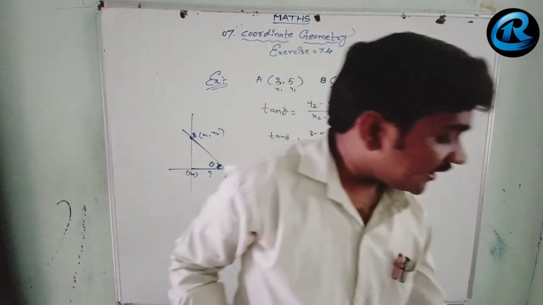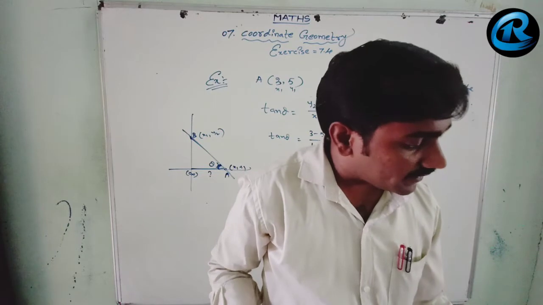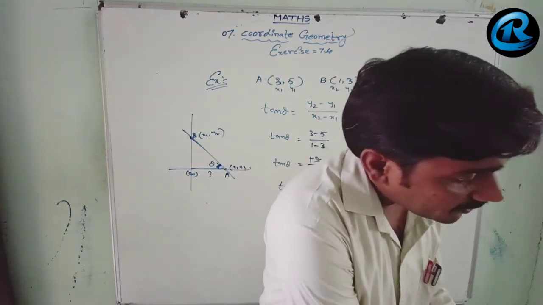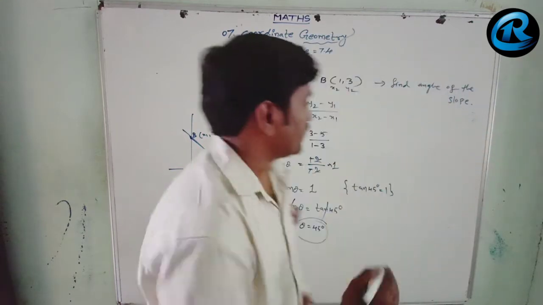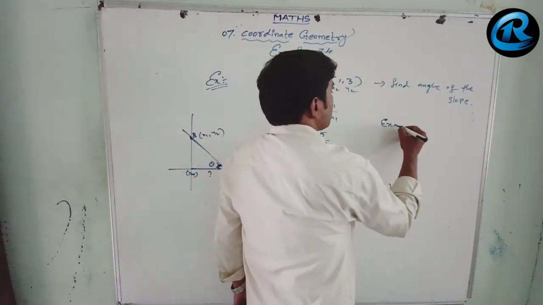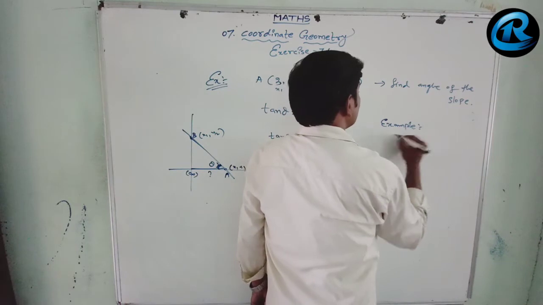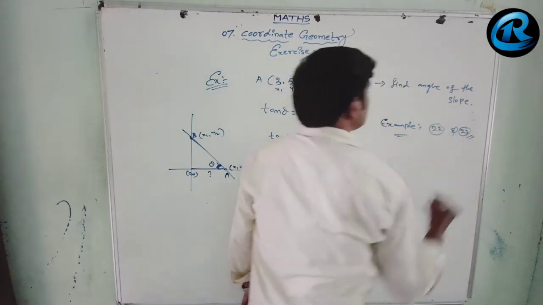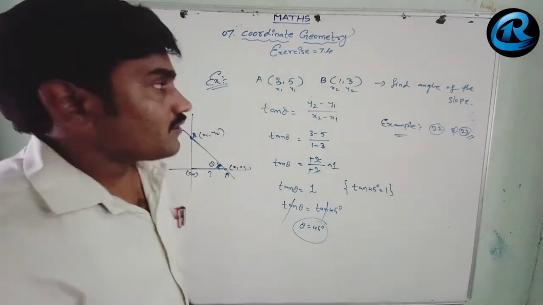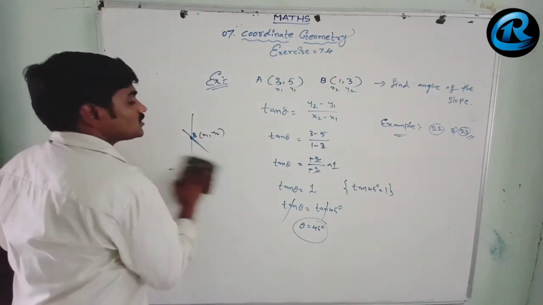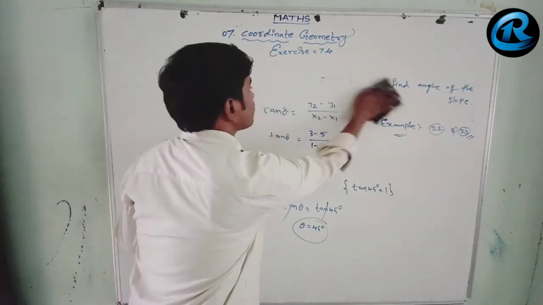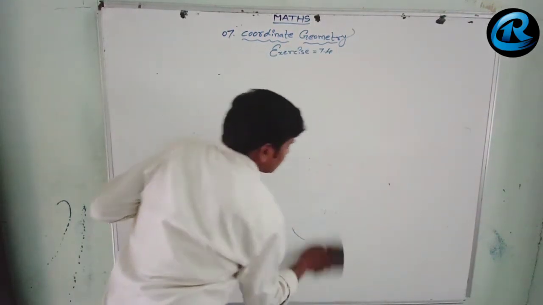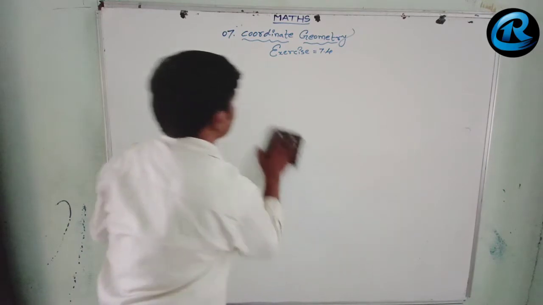Also I request you to please go through example numbers 22 and 23. These two problems you have to refer to. Those problems may help you to do the slope. Now we go for the exercise problems of 7.4.